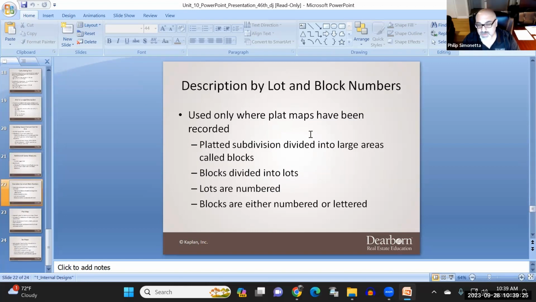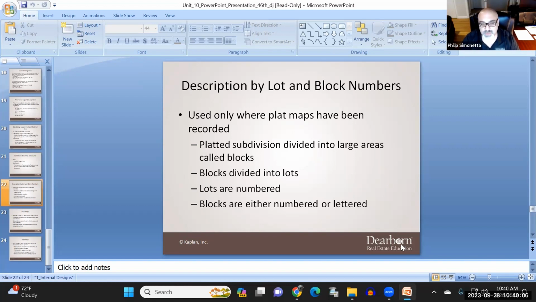So that takes care of that type. Now, the next thing we want to talk about is lot and block. Lot and block numbers are used only where plat maps have been recorded. When you record a plat map, that has to be a development, like a subdivision. In Florida, where there are plat maps and developments, it's lot and block. Like the two houses I'm selling now down in St. Cloud, it's lot 64 and lot 65. It's in a new development, and there's a plat map for that.